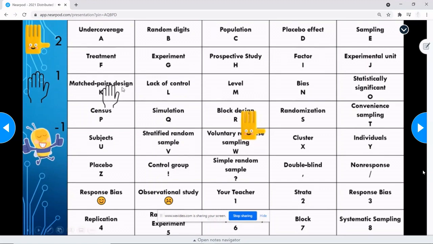So the match pair is going to get 2 points because she was the first person to touch the correct answer. The yellow hand is going to get -1, and the bumblebee is going to get 0 because the bumblebee didn't touch anything. I also use this when we get to the end of stats and we're talking about the different inference tests that students can use, or different procedures. I usually put all 14 procedures down and let the students try to be the first person to touch the correct procedure. Usually I have them read something and then be the first person to touch.